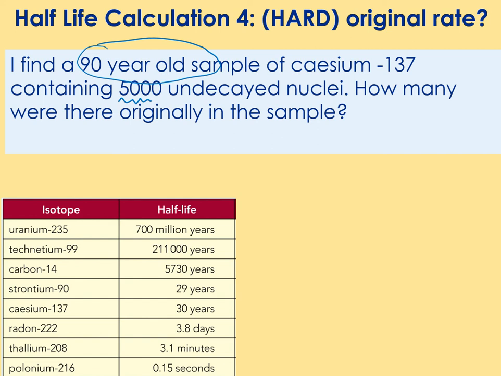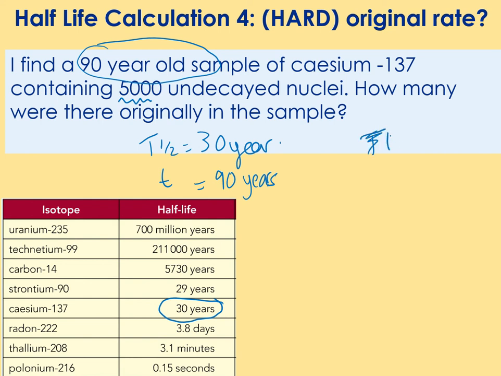But the general method is still the same. So it's asking me about cesium-137, where the half-life is 30 years. This is asking me about saying now it's 90 years old. So how many half-lives have gone past whilst it's been alive? So the number of half-lives would be 90 years divided by 30 years, so that's 3 half-lives.